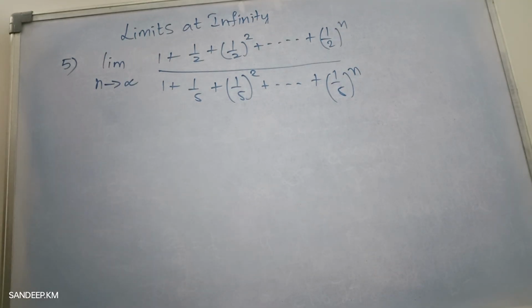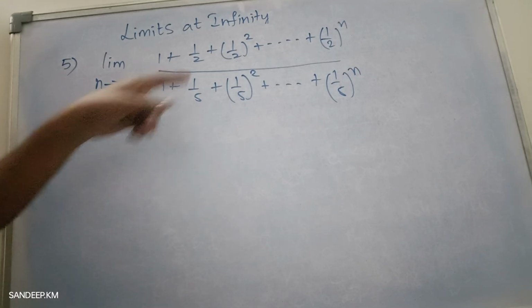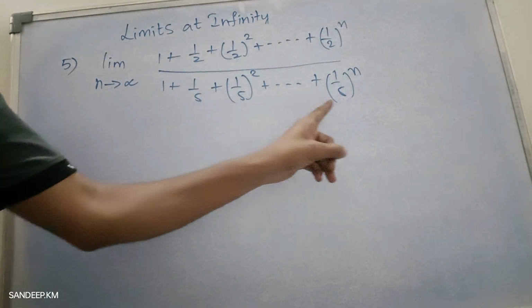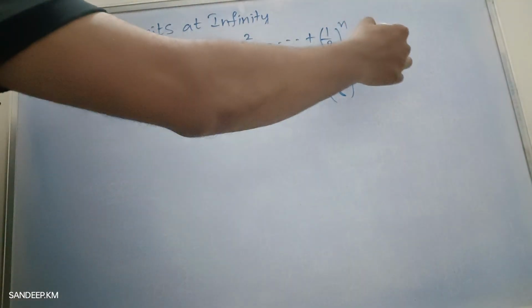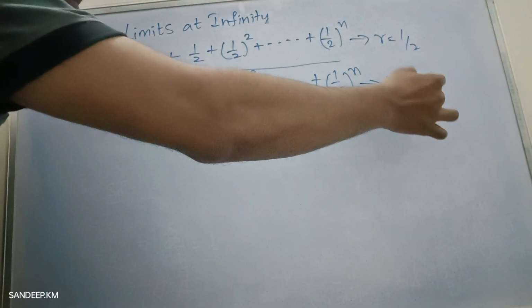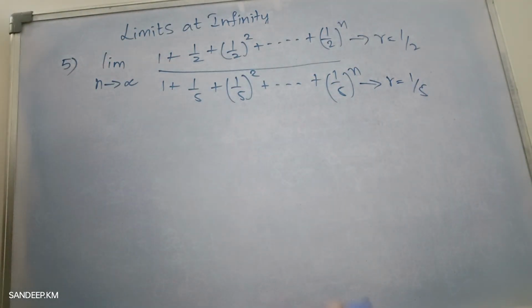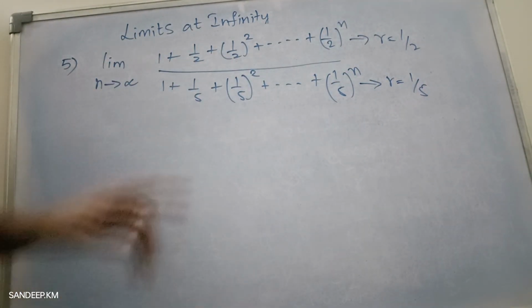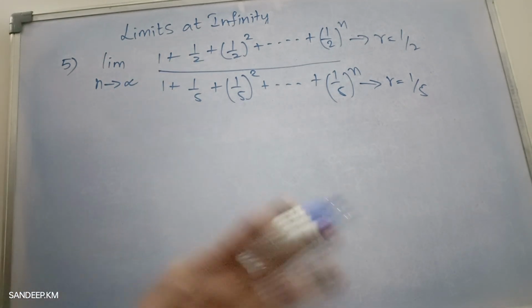So fifth question, n approaches infinity, numerator by denominator. Obviously, dear students, the numerator is sum of infinite terms and denominator is also sum of infinite terms. And in numerator, what is common ratio? 1 by 2. In denominator, what is common ratio? 1 by 5. I hope you know already how to find the common ratio. Second term by first term will give you common ratio in numerator and also in denominator.